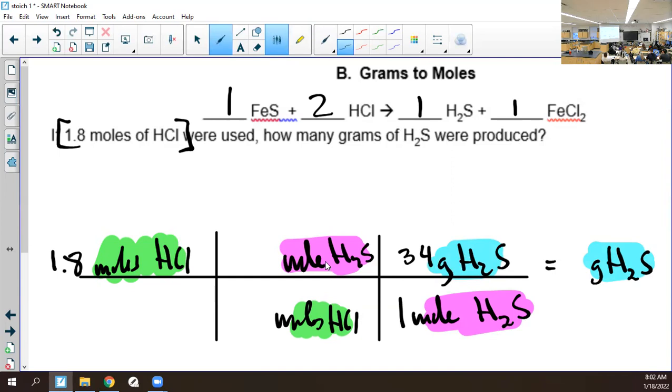Fair enough? All right, these values I find up here. So H2S had a 1 in front of it. And then HCl had a 2 in front of it. So I'm just going to put the 2 and the 1, and then I'm ready to go. 1.8 times 34 divided by 2. And this was 30 point something. Is that right? 30.6.